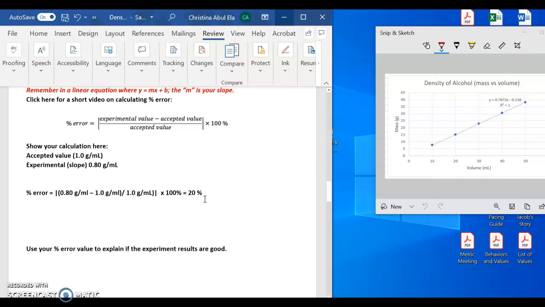And since this is the first time that we're doing this, again, I just wanted to go over this. We'll get another opportunity to do percent error as we move through the rest of this unit and this semester.